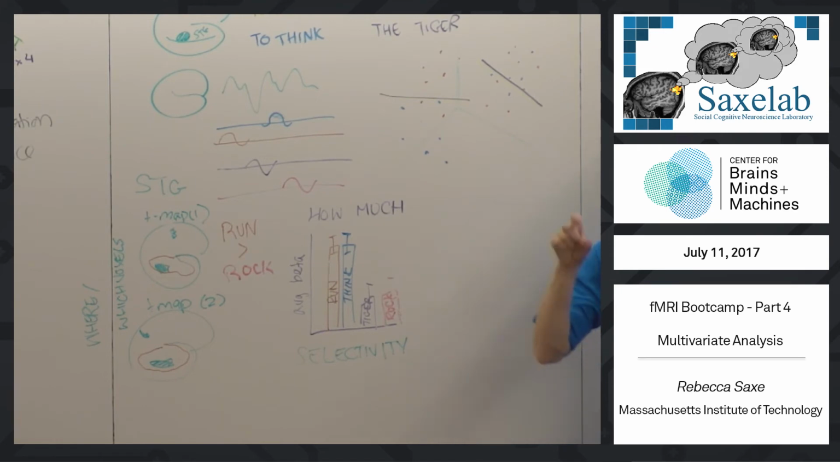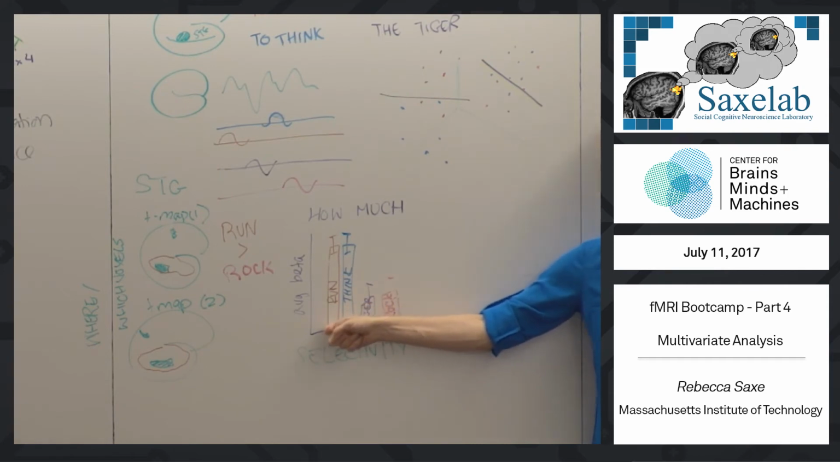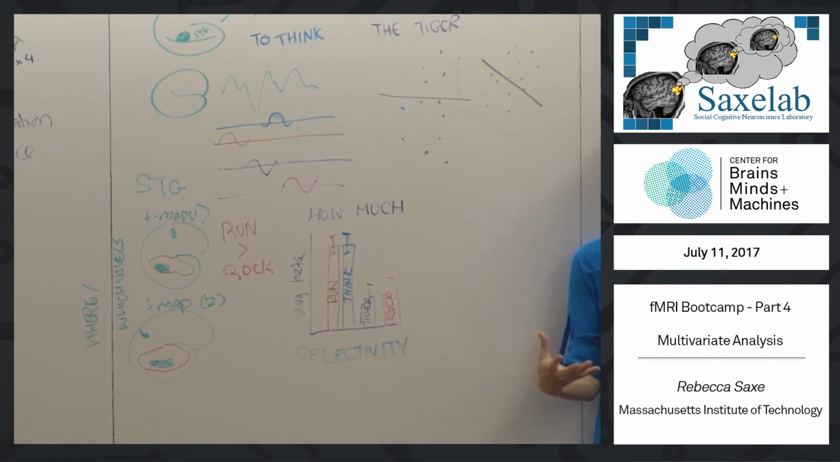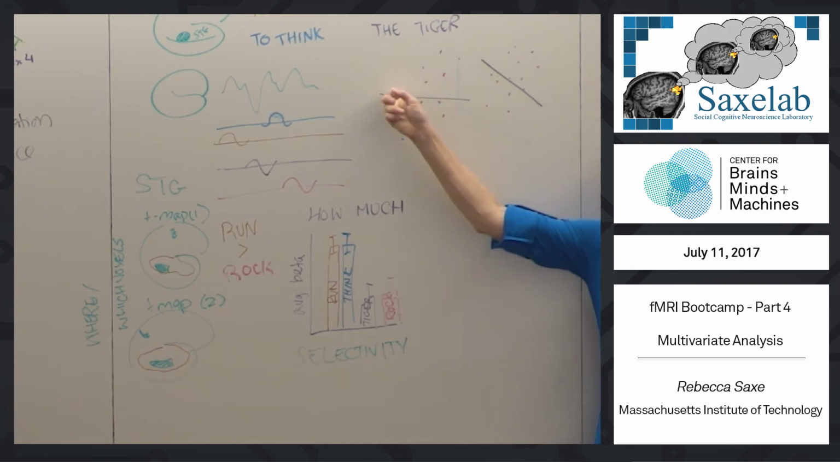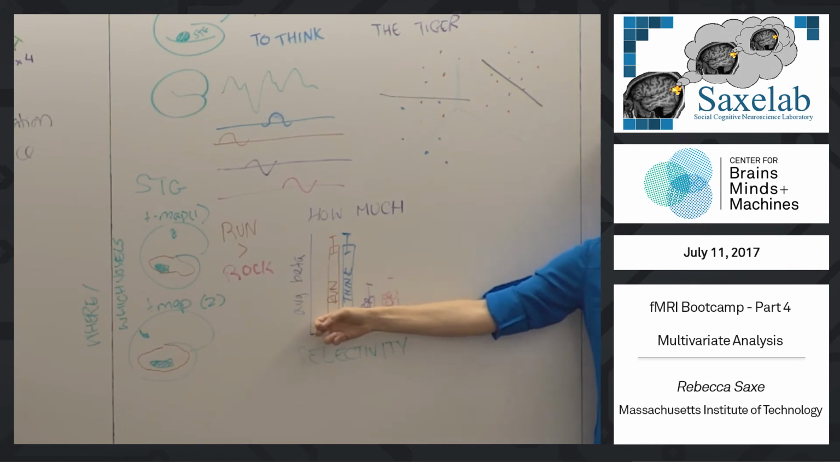So we know you can classify nouns from verbs. The new question is, can you classify nouns from nouns and verbs from verbs along this other dimension, right? Now, if you look at the univariate response, there's no difference in the univariate response to rocks and tigers, and no difference in the univariate response to thinking and running, right? So the average magnitude of response to all verbs is high, and to all nouns is low. The question is, what about in the pattern? So why would there be a difference in the multivariate analysis if there isn't a difference in the univariate analysis?